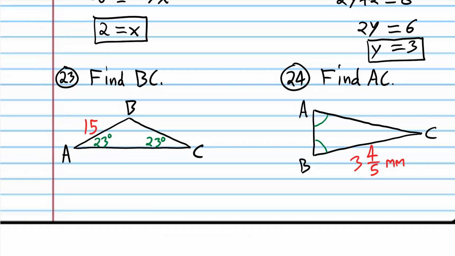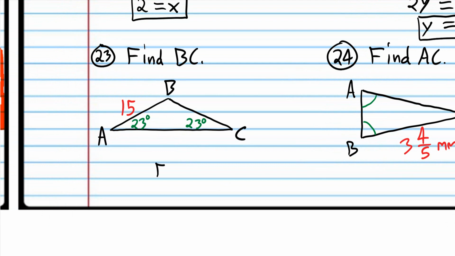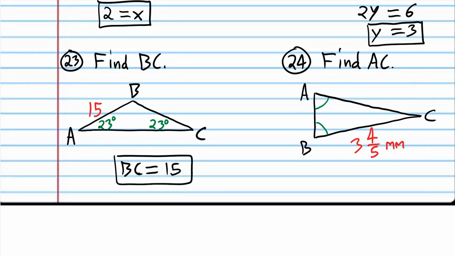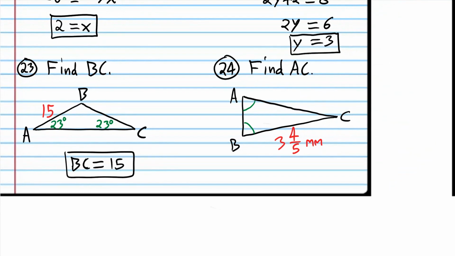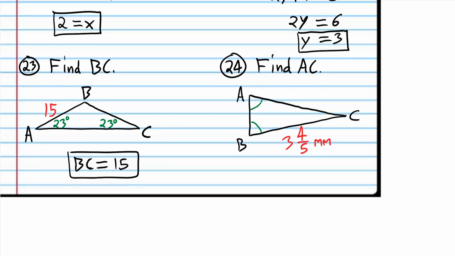All right, we're back. Two angles are the same, so that means that the opposite sides of those angles must be the same. So BC must be 15. So no units for that one. If you got that one, good job. All right, try number 24. When you come back, we'll do it together.